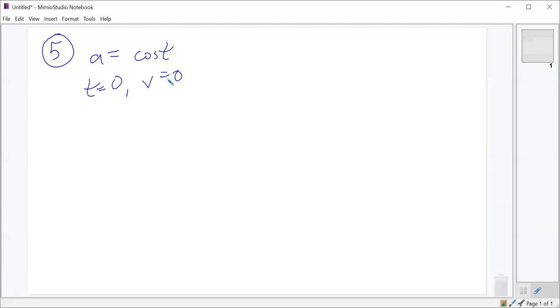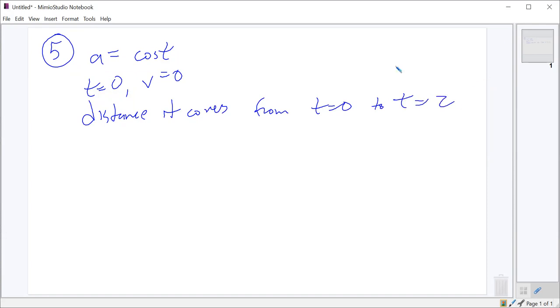We want to know the distance it covers. That's a poor wording. From t equals 0 to t equals 2. All right.